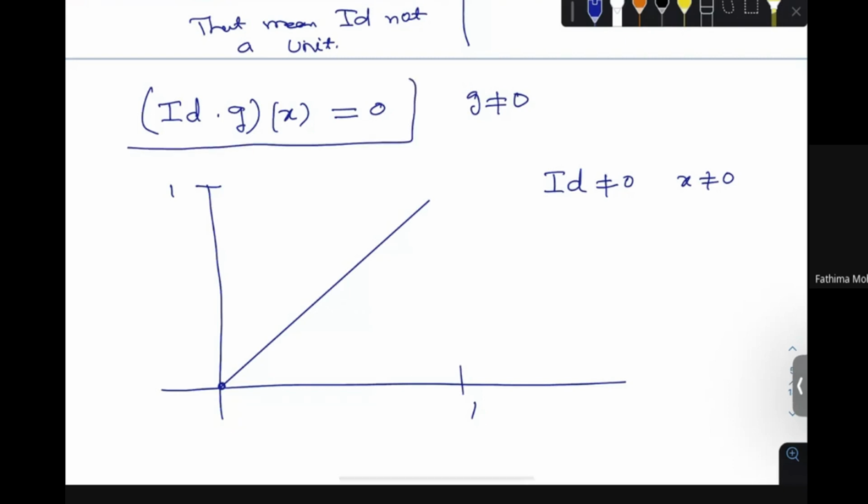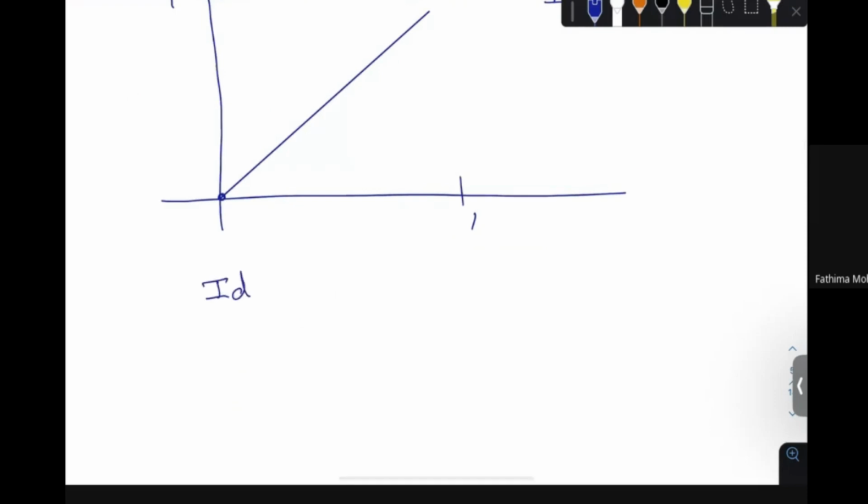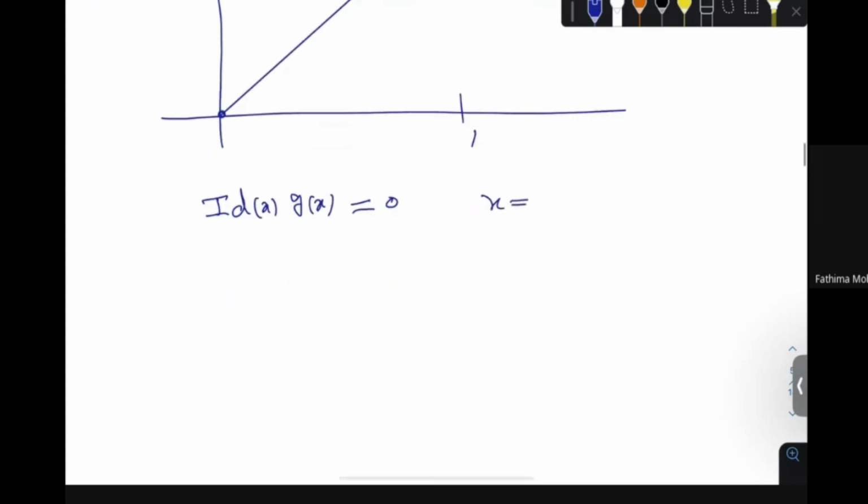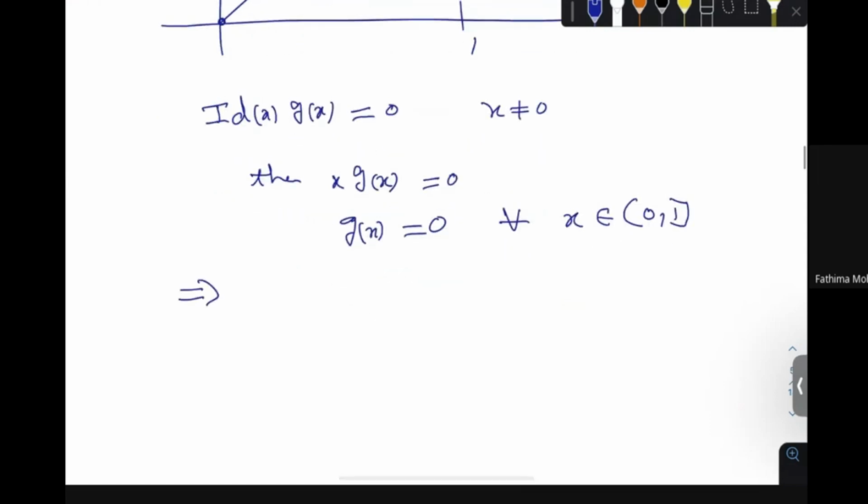But remember, we are in a very different setup. It's a continuous function setup. When I put the ID function and g(x) and get 0, if x is not equal to 0, then g(x) into x is 0. So g(x) equals 0 because x is not equal to 0, for every x belonging to (0, 1]. So that shows, because of continuity, that g(x) is identically 0 for every x in [0, 1].